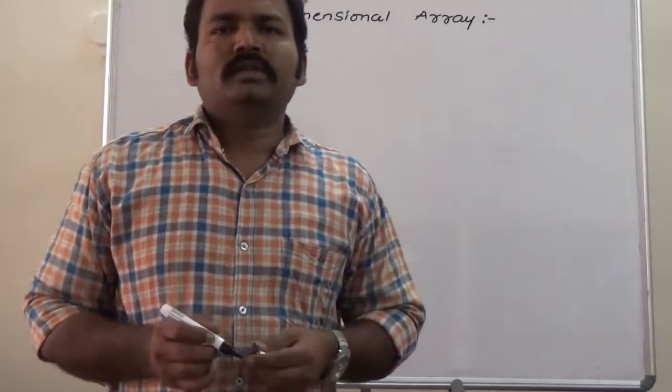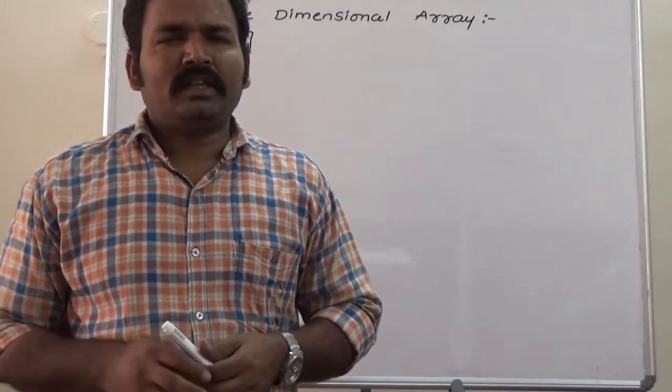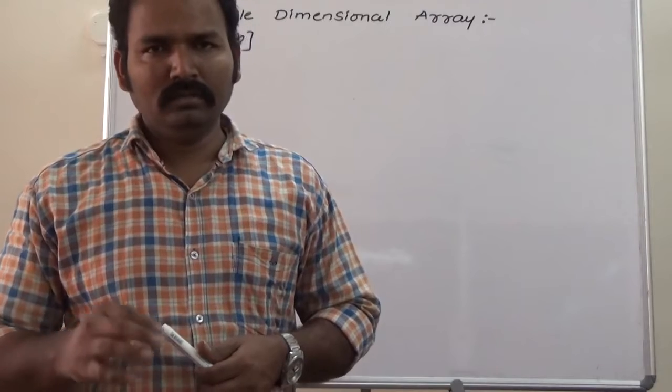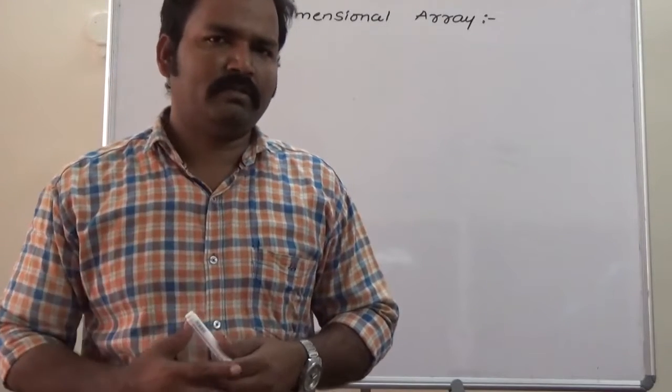So, double dimensional array. What is a double dimensional array? A double dimensional array is an array that can be given one variable name and two subscript values.